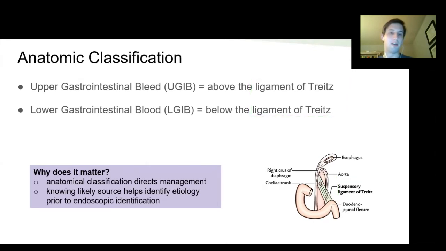It's important to know upper versus lower because they have different etiologies, and the underlying anatomical classification helps direct your initial steps in management. And then also knowing the etiologies helps you distinguish severities and how you triage these patients and what endoscopic evaluations you do first, second, and also gives you an idea of what to expect from this patient.